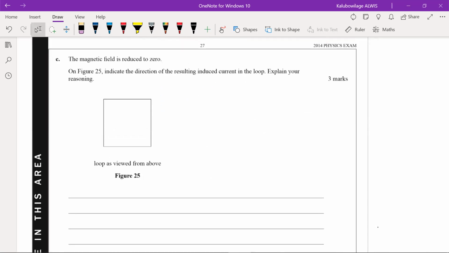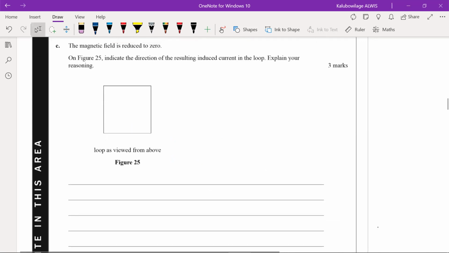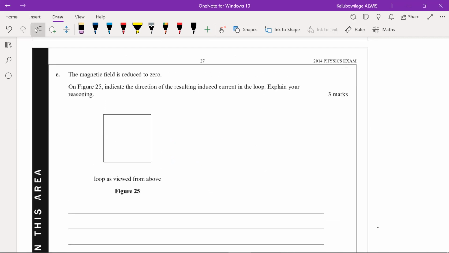The magnetic field is reduced to 0. Indicate the direction of the resulting current. This is all Lenz's law and the right-hand grip rule. So the current going in is decreasing, so we need to induce a magnetic field going in as well. To do that using the right-hand grip rule, the current will be going clockwise.